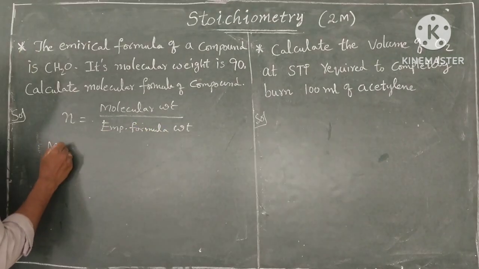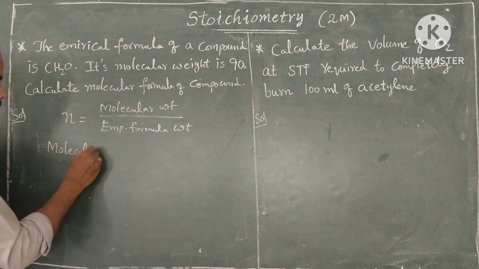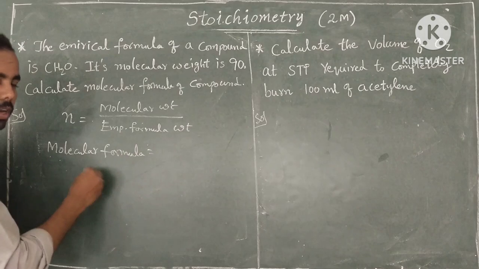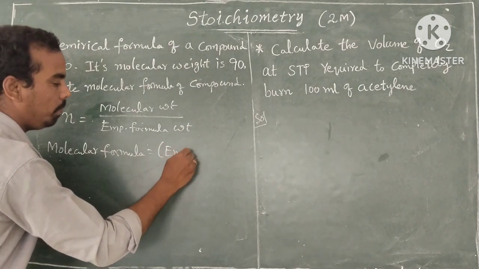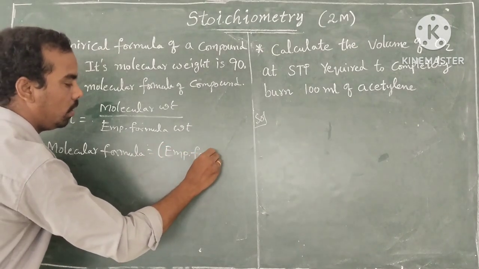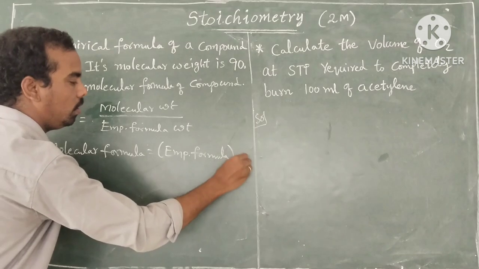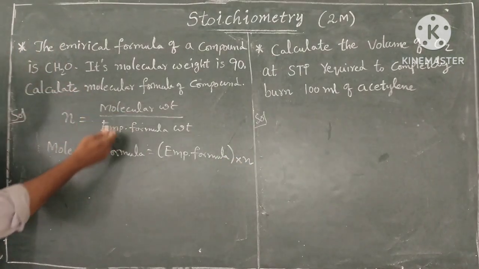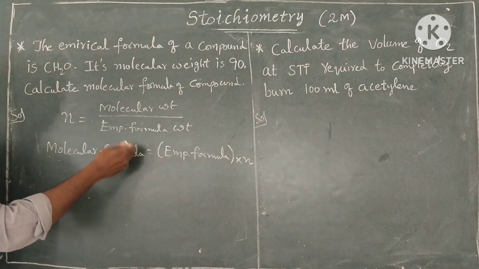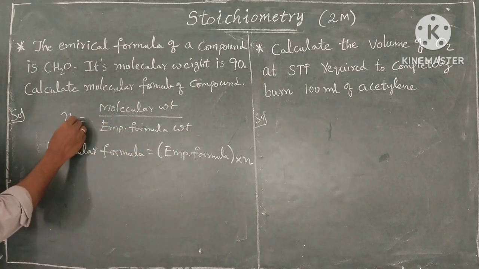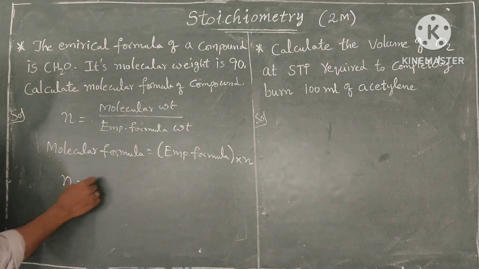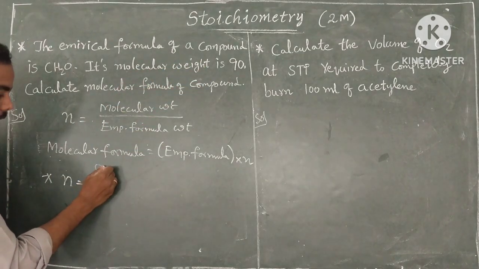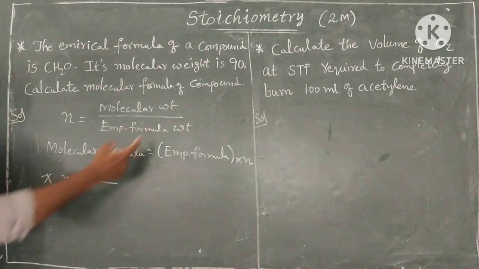The next one: molecular formula is equal to empirical formula into N. If you learn these two formulas, the answer is very easy. First, N is equal to molecular weight, which is already given as 90, by empirical formula weight.